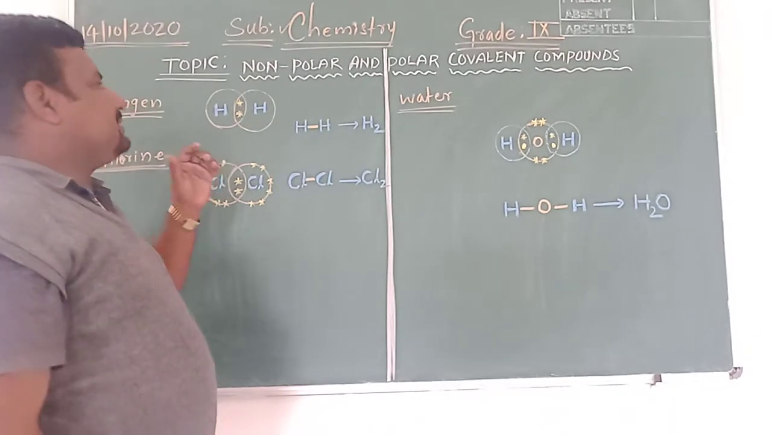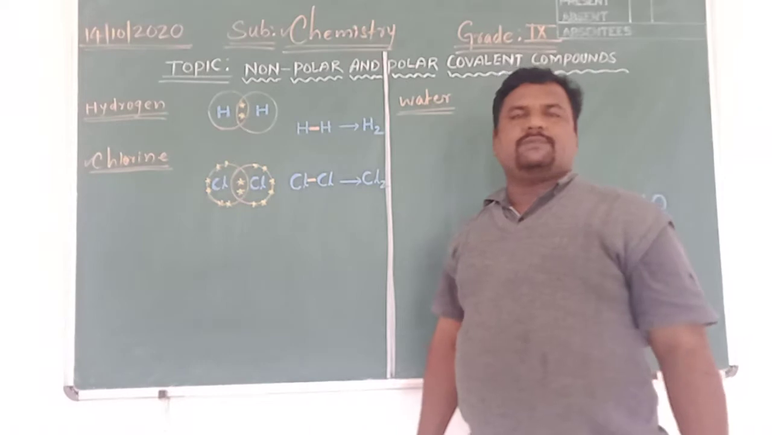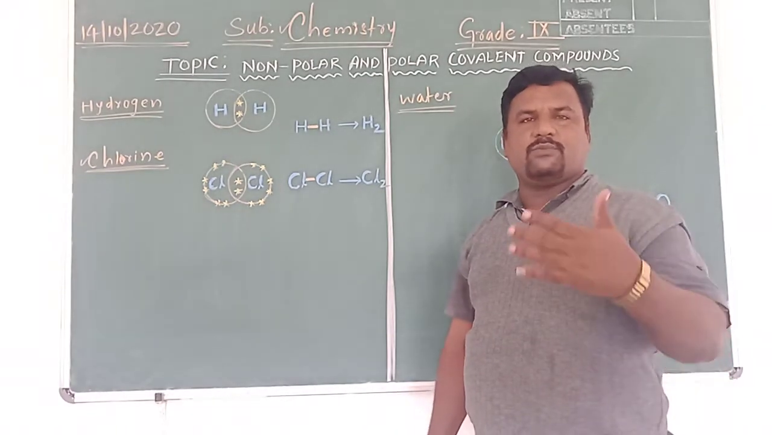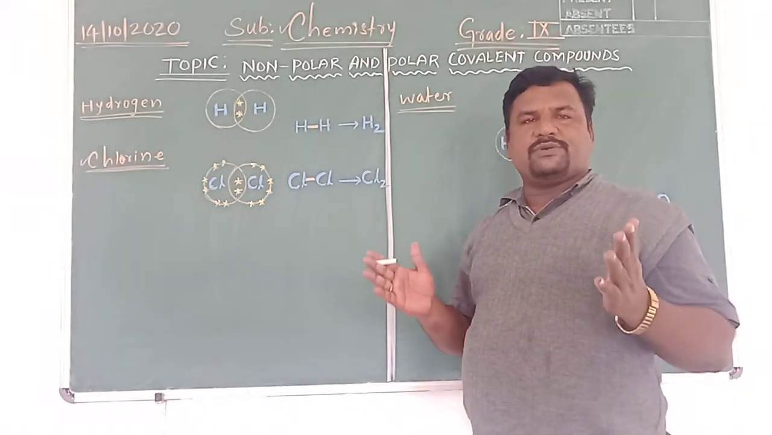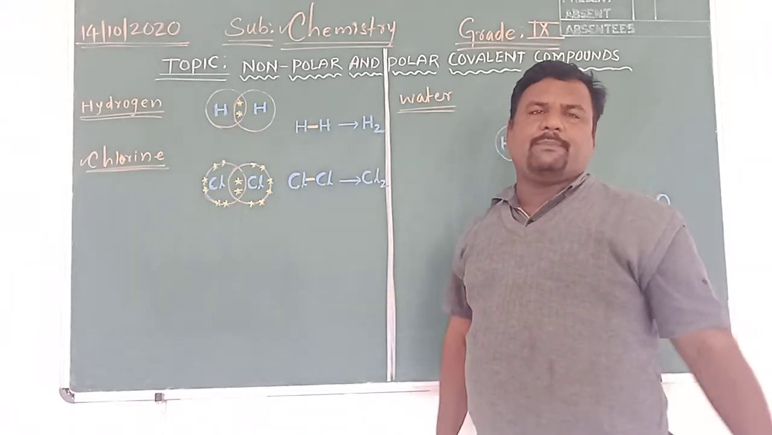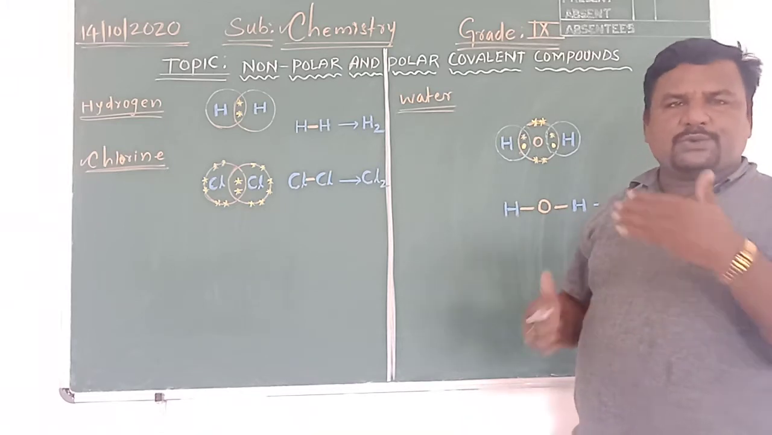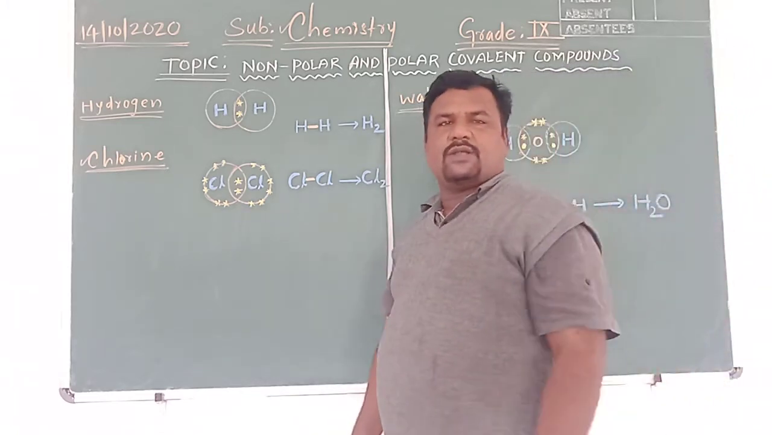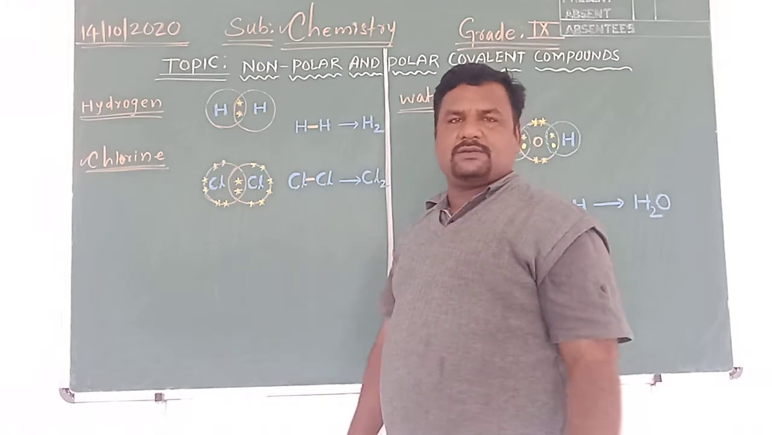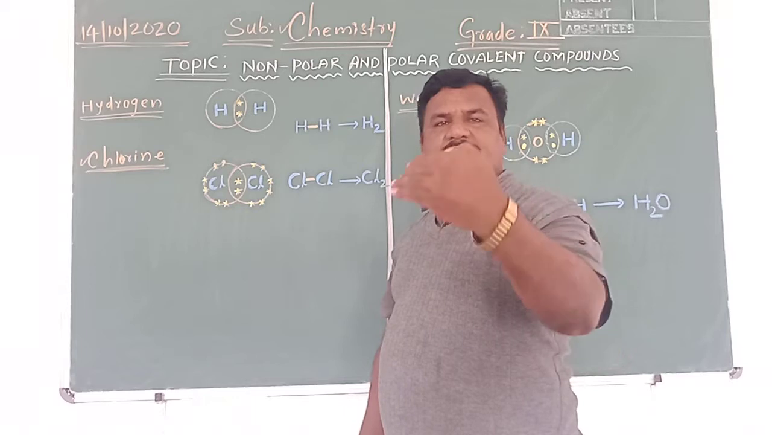In the previous class, we discussed covalent bond formation. What is a covalent bond? A bond formed between two atoms by sharing one pair or two pairs of electrons. Why do atoms combine? Why do they share electrons? Why do they need exchange of electrons? To become stable, to obtain an octet.